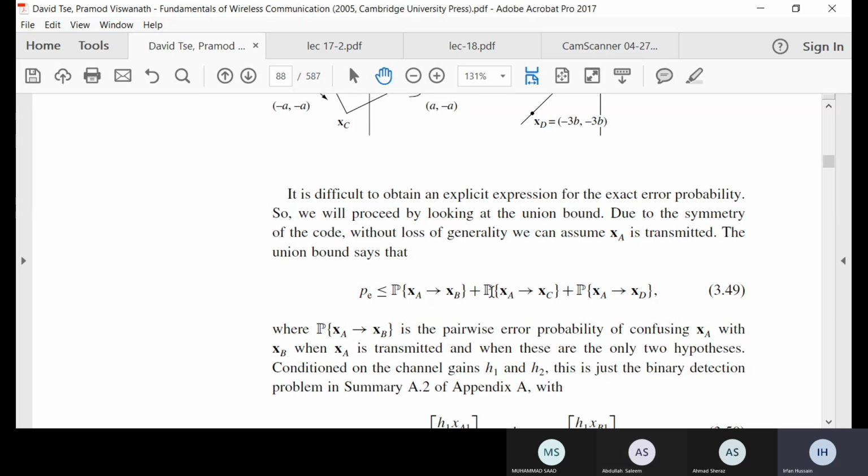This is union bound. Union bound details are also given in our course book of the undergrad, but it was not actually covered in detail in previous years. But from this year, as we are actually covering PAM, multi-signal PAM, like this 4 PAM or 8 PAM or 16 PAM, that is why now undergrad students will also be aware of this union bound.